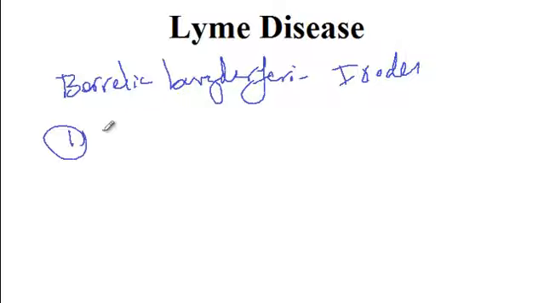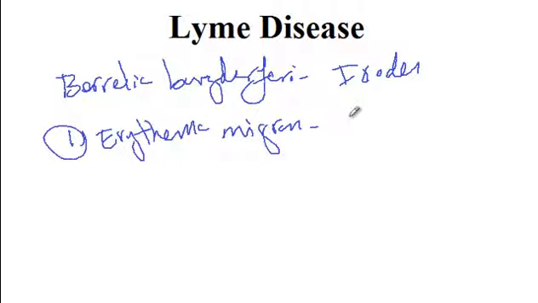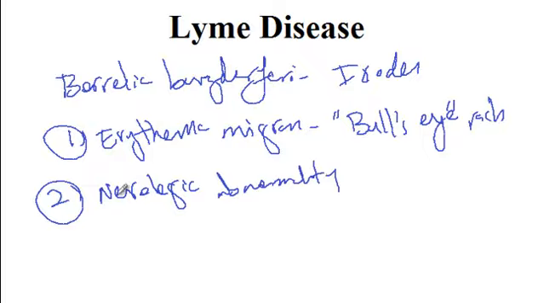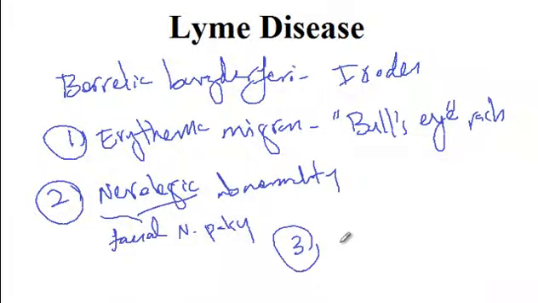In the early localized phase, the patient presents with the erythema migrans, which is a bull's eye rash with a central clearing. In the second phase, patients present with cardiac and neurological abnormalities. Neurological abnormalities include meningitis as well as facial nerve palsy. And the cardiac abnormalities include cardiomyositis as well as AV node block. And then finally, in the third phase, patients present with arthritis of the large joints such as the knee.